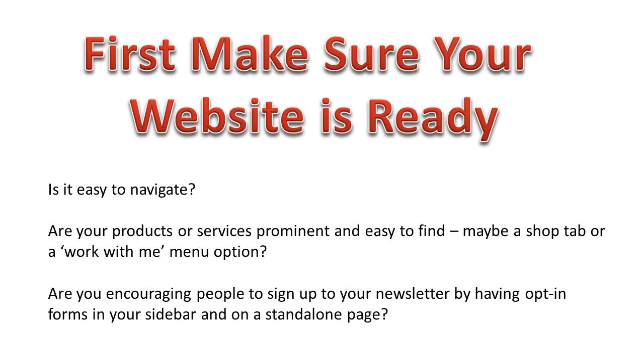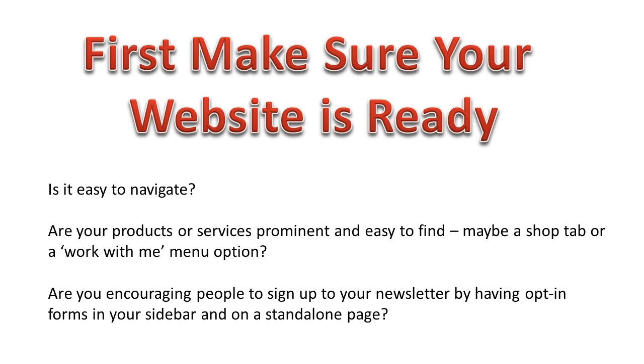Now the second thing is, are your products or services, if that's what you sell, prominent and easy to find? Obviously if you sell affiliates, and that's links through blog posts, then you're obviously going to make more of your blog post section. But if you're selling directly, have a shop tab there at the top of your site, or maybe a work with me menu option if you sell services.